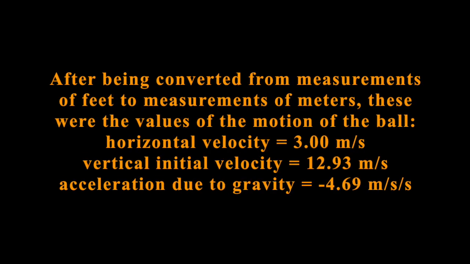I also converted my measurements of feet to measurements of meters so they would be more easily comparable. These were the values of the motion of the ball. The horizontal velocity was about 3 meters per second, the vertical initial velocity was about 12.93 meters per second, and the acceleration due to gravity was about negative 4.69 meters per second squared.